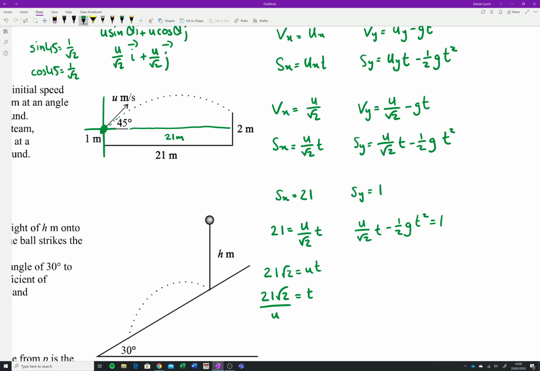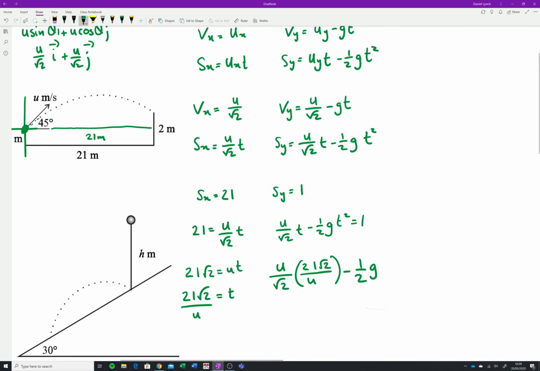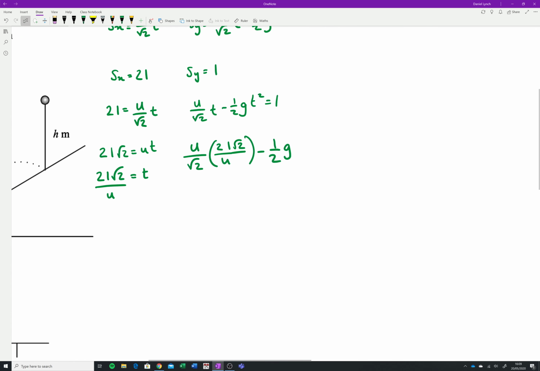Okay, g is obviously just a number. So we get u root 2 times t. Now t is 21 root 2 over u. And the nice part about that is u divides into u and root 2 divides into root 2. So already we're onto a winner there, minus a half g t squared. T is 21 root 2 over u, and it's equal to 1. So remember, u divides into u, root 2 divides into root 2, we're left with 21 there, which is nice and handy.